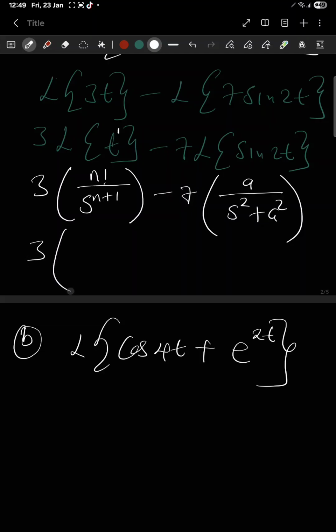So you have 3 open. What is our n factorial? Our n in this case is a 1. So you put 1 there, factorial over s to the power. What is our n? Our n is this one. So you put 1 plus 1.